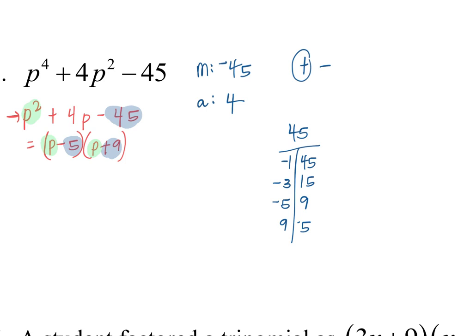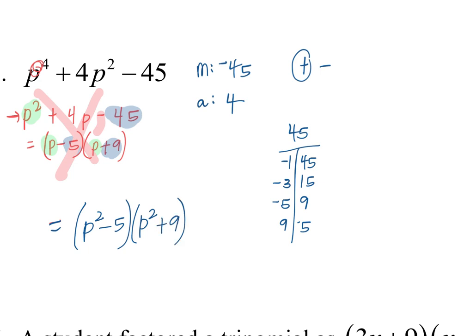So since our problem is not this, since our problem begins with a p to the 4th, okay, that just means instead of p minus 5 and p plus 9, our answer will be p squared minus 5 and p squared plus 9. And why is that? That's because p squared times p squared is p to the 4th.